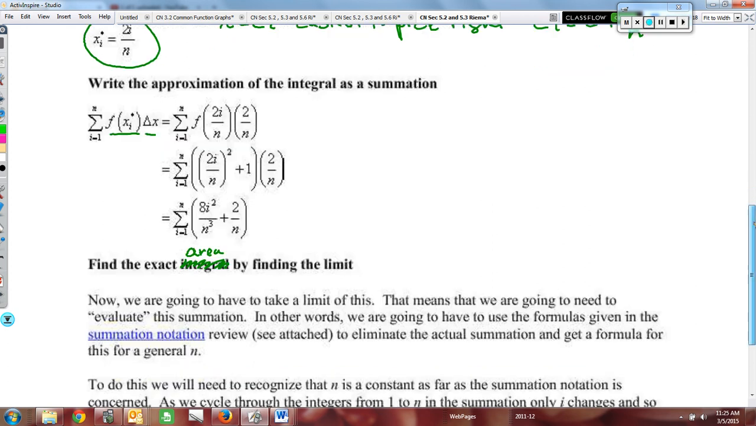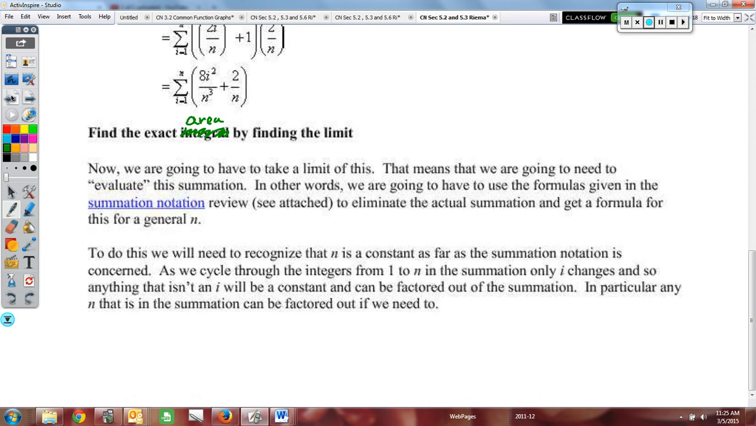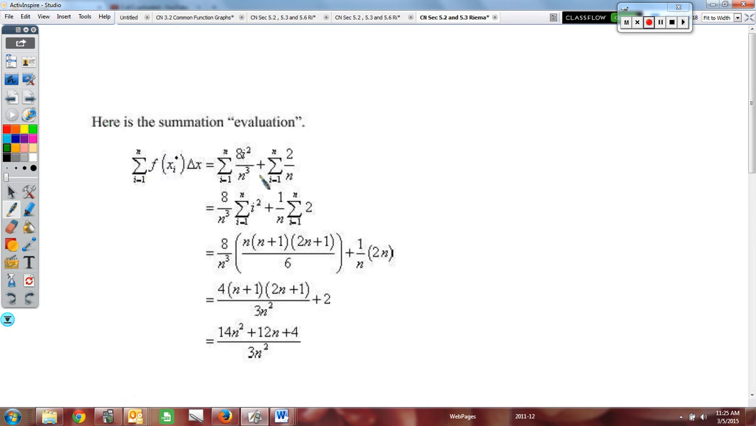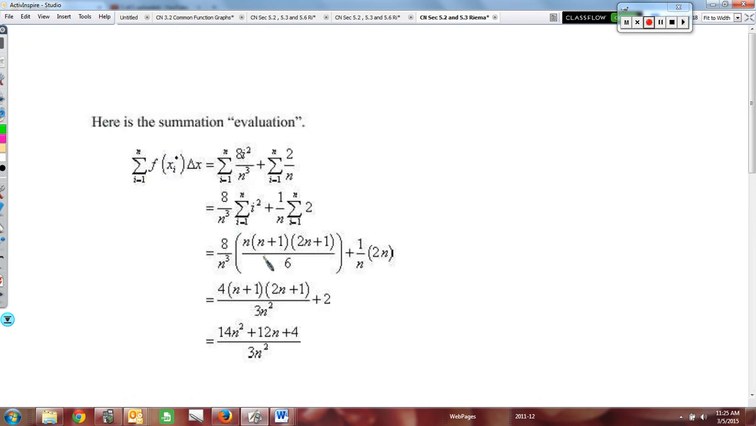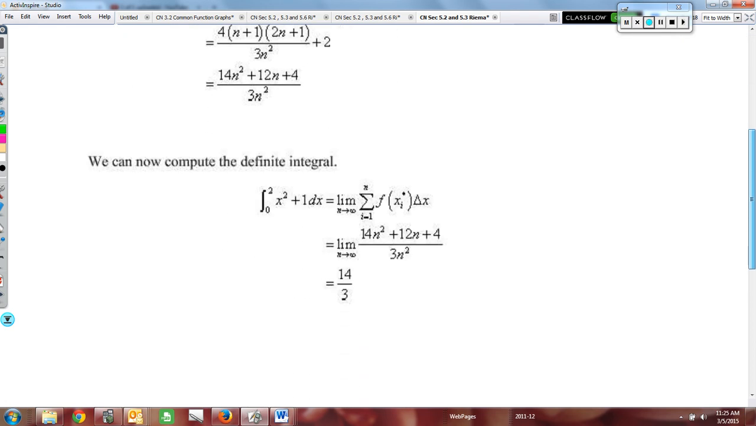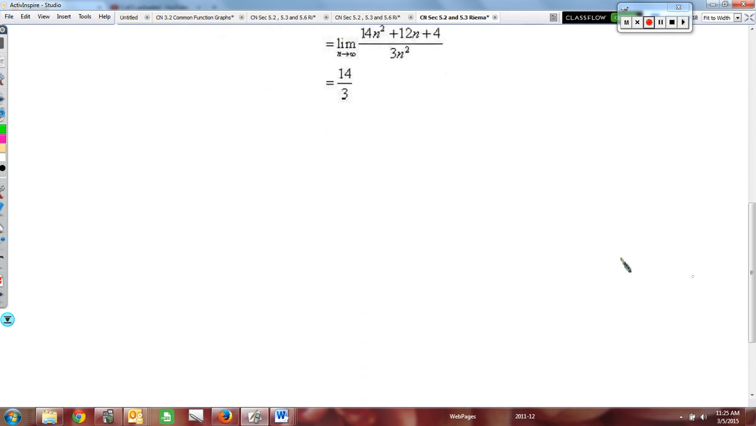by finding the limit. To do that, you're first going to get rid of the sigmas, like we did before, combine it all together into one rational function, and then take the limit as n goes to infinity, and clearly see that dominant over dominant, our answer is 14/3. And you can compare that to the areas that we came up with in the notes. We'll do several more examples of this next class, but let's stop this video here.